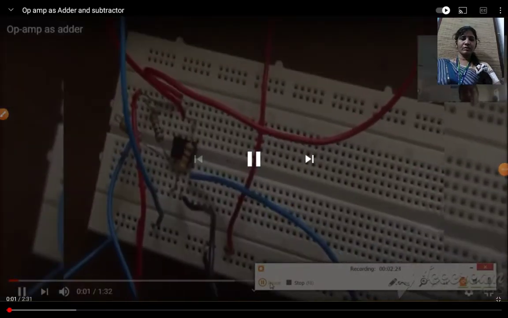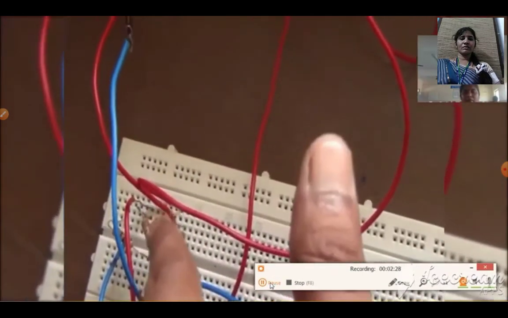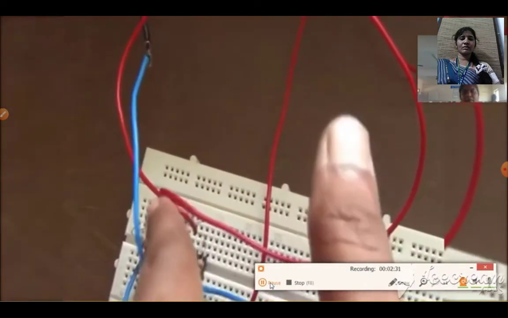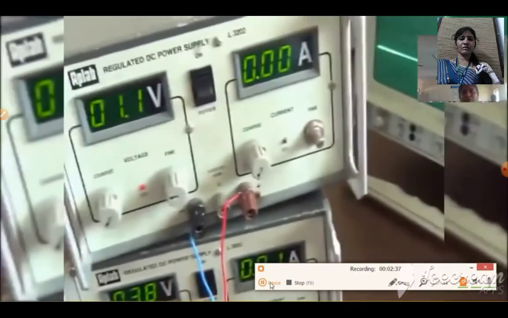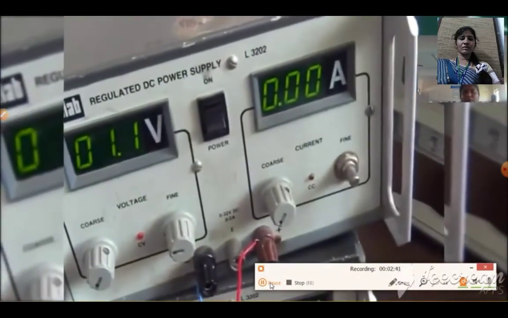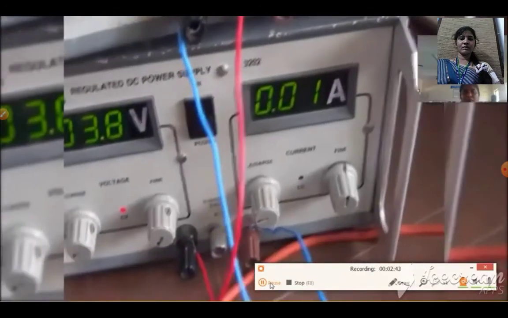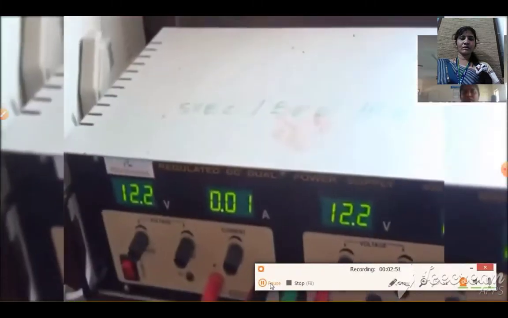I have connected the circuit. The feedback resistance we have used is 10K, and here we have used two 1K resistances. One end of each is connected to the input DC voltage. Here the DC voltage in one RPS is set to 1.1 and the DC voltage in the other RPS is set to 3.8. To make this circuit work, I need to give the biasing voltage. The biasing voltage is given through a separate RPS.